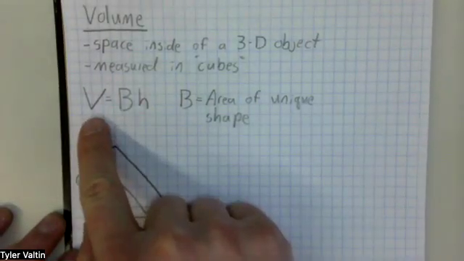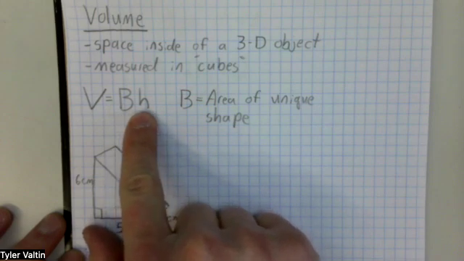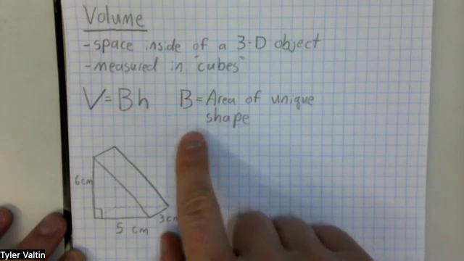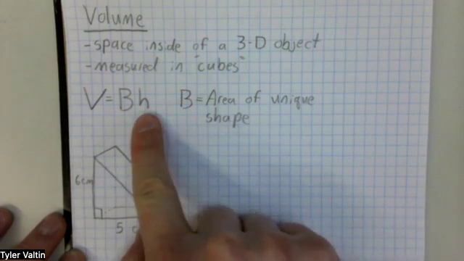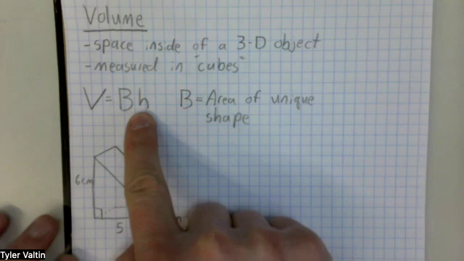The formula that we're going to use for volume is big B times H. The big B stands for the area of the unique shape, and the H stands for the height. So we're going to find the area of the unique shape and then multiply that by the height.